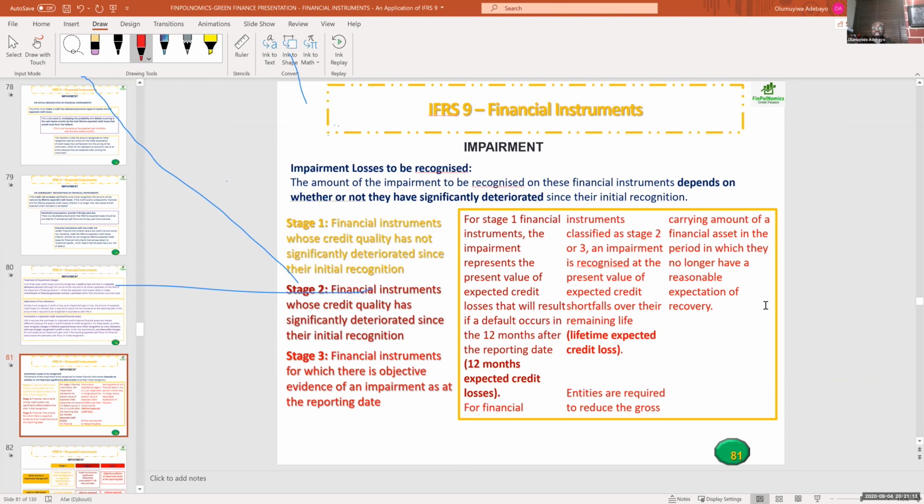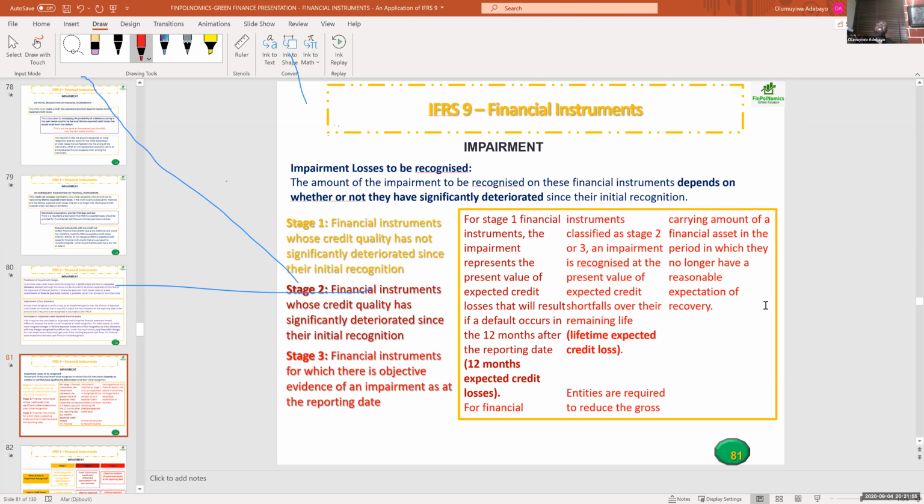Now, stage 3 is the worst stage that you can ever have for a financial asset. That stage only accommodates every financial asset that is credit default. What does that mean? It means it accommodates financial assets that are already in default. And we are going to see the conditions that make a financial asset already in default. The standard puts it that a financial asset is already in default and belongs to stage 3 if there is a loss event.